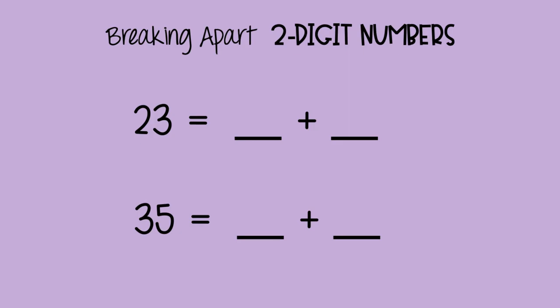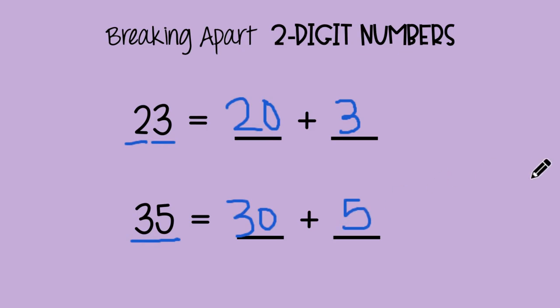The next thing I want to review with you guys is how to break apart a two-digit number using place value. Remember that a couple of weeks ago we talked about the tens place and the ones place. Let's look at the number 23. We know there's a 2 in the tens place and a 3 in the ones place. The 2 doesn't actually stand for 2, it stands for 20, and the 3 stands for 3. So we know that the tens and the ones place affect what's going on in the addition sentence. 23 equals 20 plus 3. We also know that 35 equals 30 plus 5.